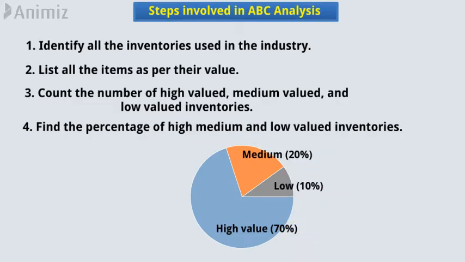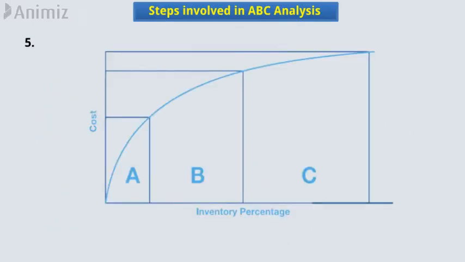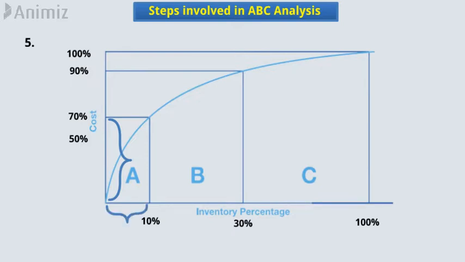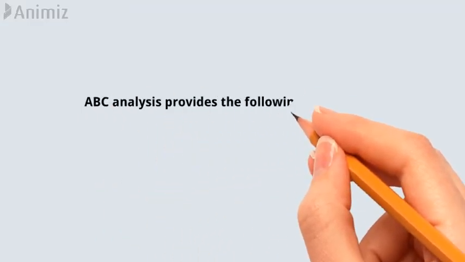respectively. 5. A graph can be plotted between the percentage of inventory and the percentage of total inventory cost. It can be seen that 70% of the total inventory cost is against 10% of the total inventory, called A items. 20% against 20% of the inventory, called B items, and 10% against the bulk, that is 70% of the inventory, called C items. ABC analysis provides the following information.